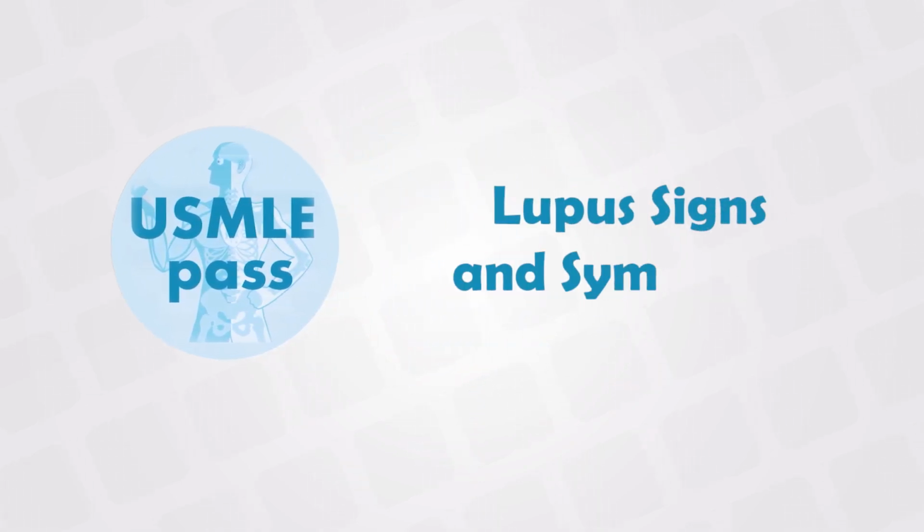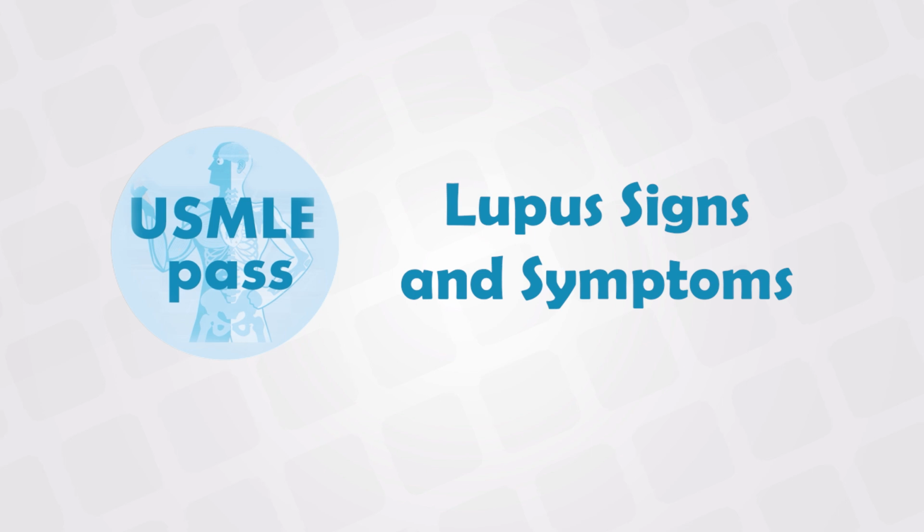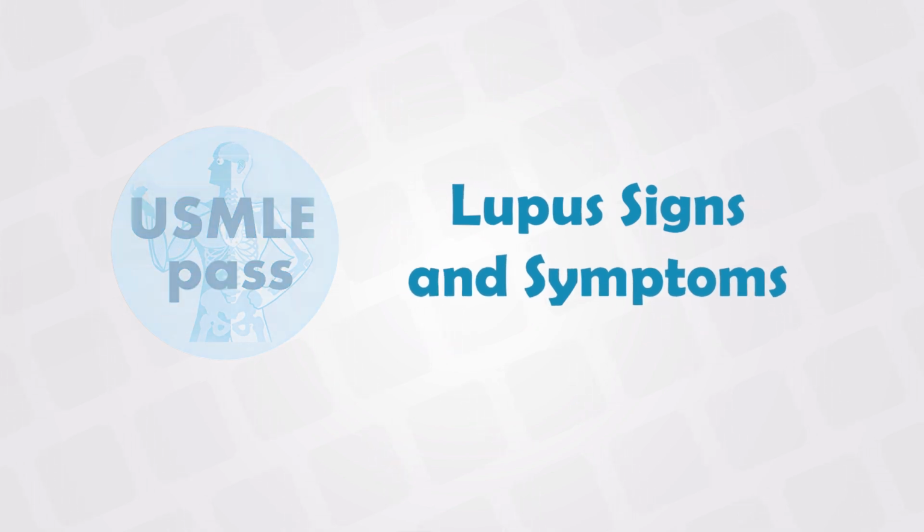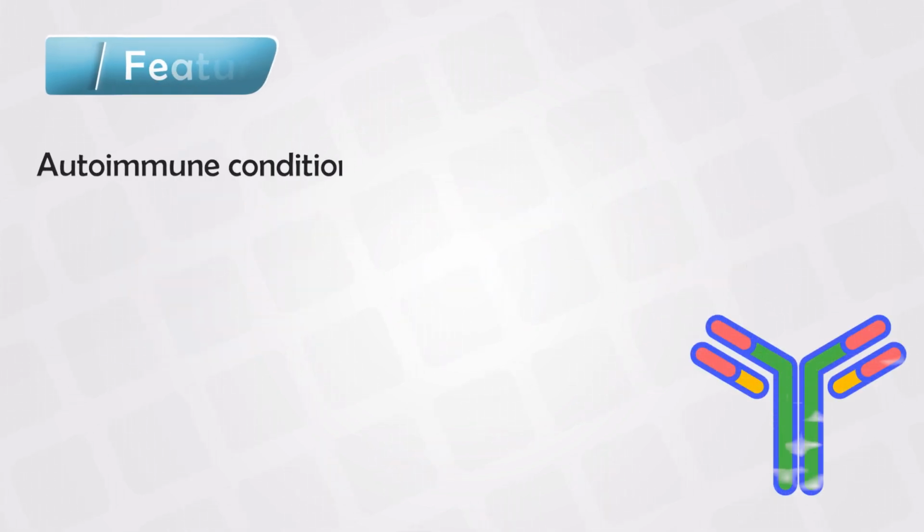Welcome back. In this video, we'll talk about the symptoms of lupus erythematosus. SLE, or systemic lupus erythematosus, is a systemic condition that involves autoimmunity. In other words, the body produces antibodies that attack oneself. These defective antibodies cause random inflammations throughout the body.